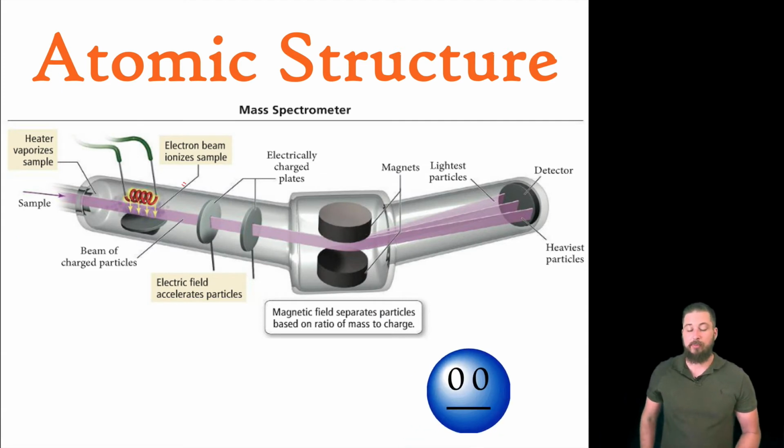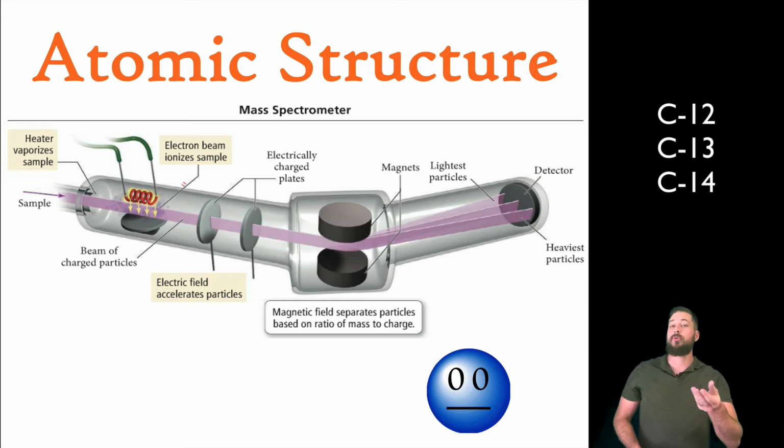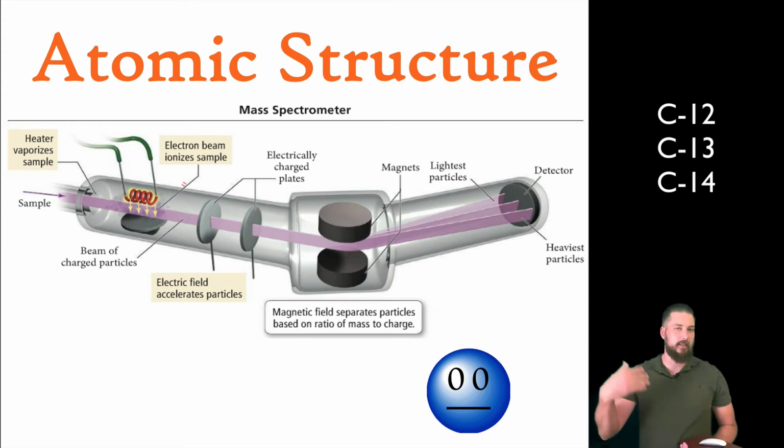And so this happens to be a mass spectrometer. And if you take a look, if we have, let's say, carbon 12, 13, and 14, we have a sample of carbon, and we have some carbon 12, some carbon 13, and some carbon 14, what we can do is we can shoot it down a tube where it is ionized, and we'll talk about what it means to be ionized in a future unit.